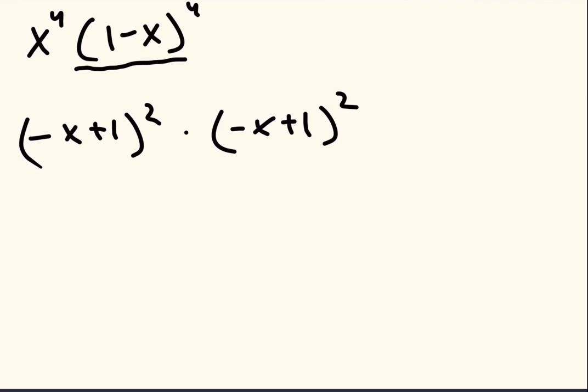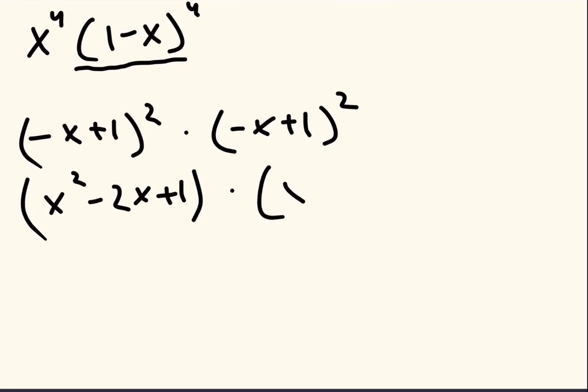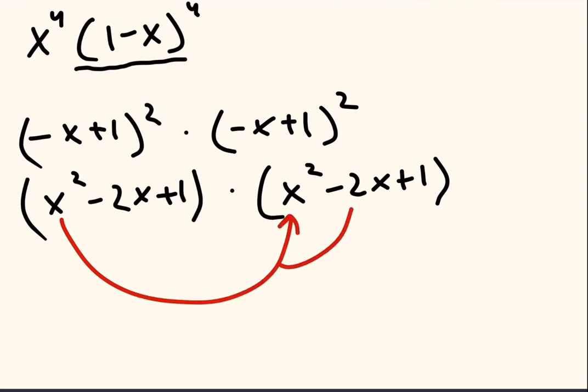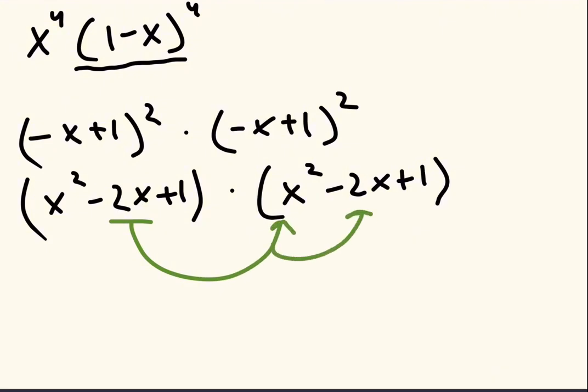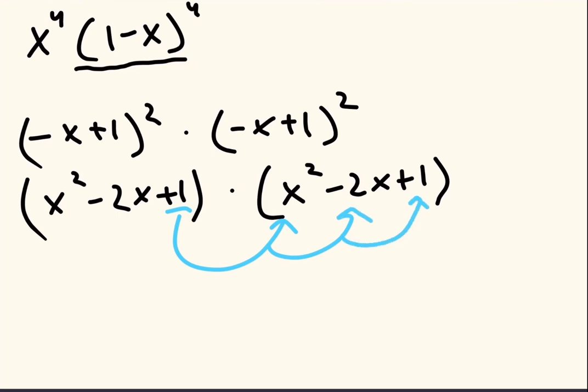Then you would do the FOIL method for each equation, and you should get x squared minus 2x plus 1, and then the same thing on the other equation as well: x squared minus 2x plus 1. Now you would do the FOIL method again. So you would distribute x squared to each term. Then you would distribute negative 2x to each term, and same thing with positive 1. Just distribute to each term.